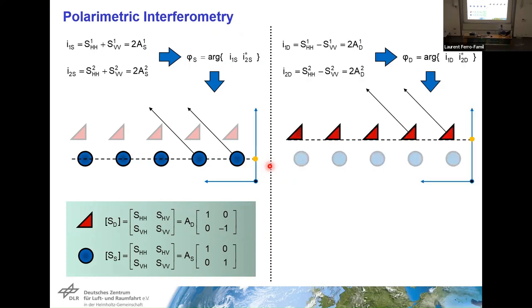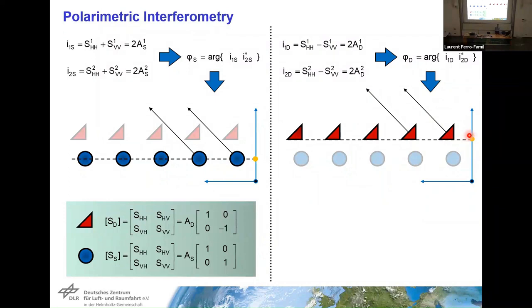Now you can do the same, of course, with the dihedral. You don't need to take the sum, you take the difference. And again, now you have two polarimetric channels at the two extremes of your interferometric baseline that have only dihedrals. And therefore, it turns out that in principle, now you can make your phase and you have the location of the dihedrals. Of course, you can make this absolute. This is one possibility. So you now have two DEMs you can get: the DEM of the spheres and the DEM of the dihedrals.